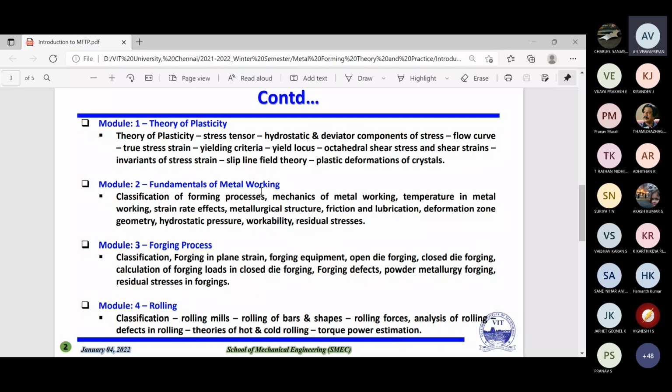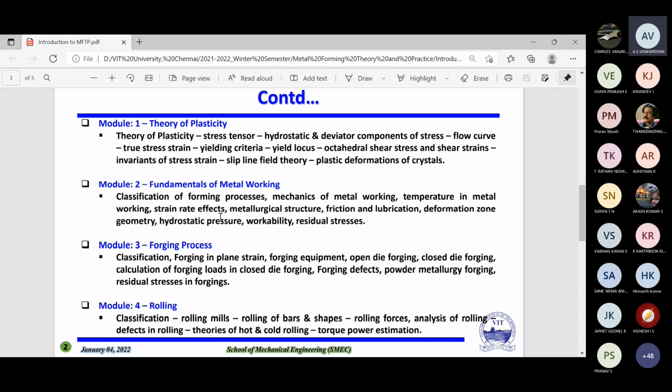And then we'll talk about temperature in metalworking, as we discussed in machining, like when we are machining, how the temperature is affecting. So here also, when we are doing metal forming or metalworking, how the temperature is generated and how it affects the system. Then some metallurgical structure also we have to cover, because for example, when doing metal working, whether rolling or forging or extrusion, how the metallurgical structure or morphology changes from one area to another. Then also we'll talk about friction and lubrication, then the deformation zone, how it changes in that particular zone, and that also we will cover. Then workability and residual stress will also be covered.